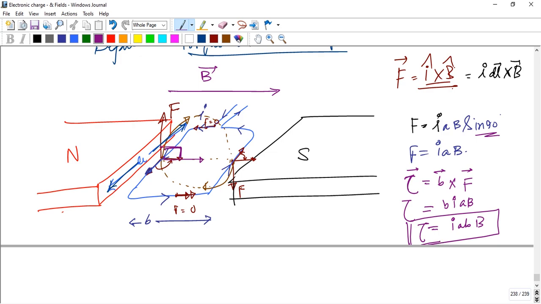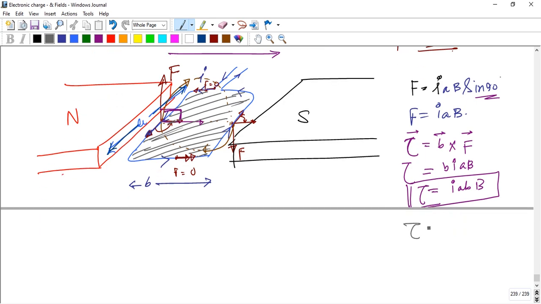And here a and b, you see that this shape looks like a rectangle. That a times b, length times breadth, gives an area. Now, in tau equals I a b B, replace a b by the area. Area of the rectangle is length into breadth, a b. Okay, so tau equals I A B.